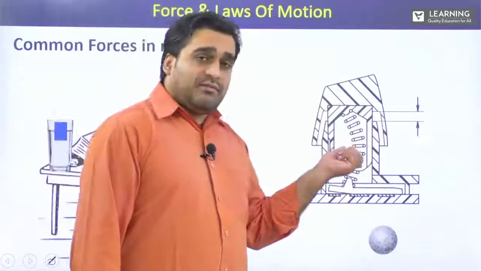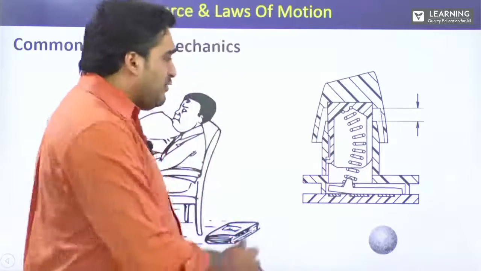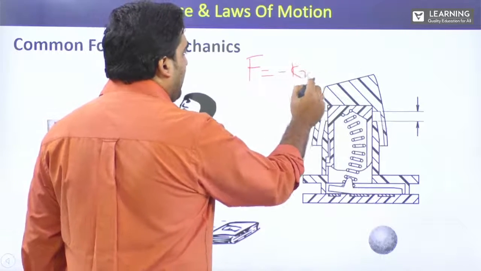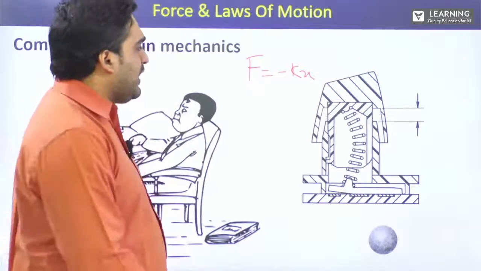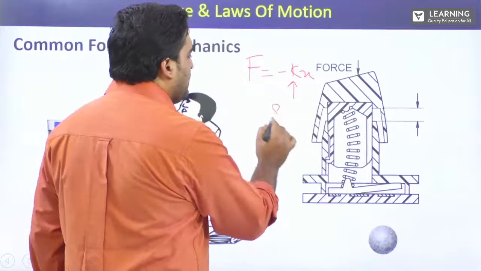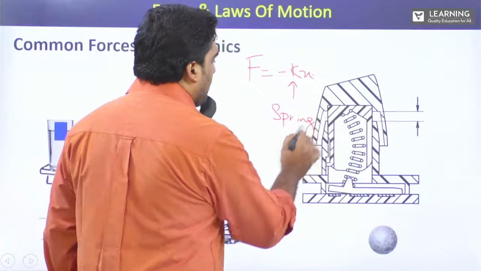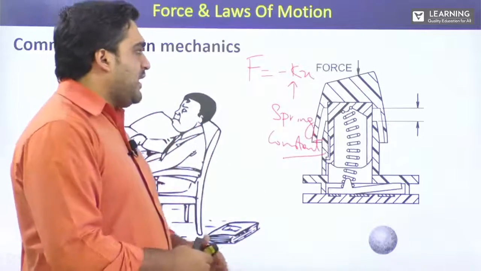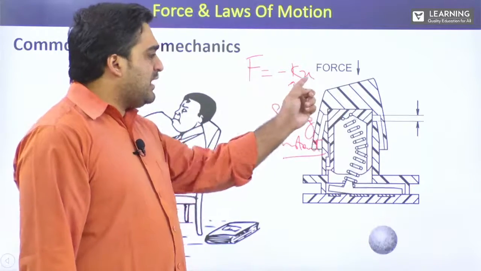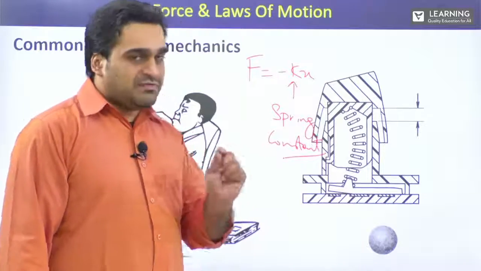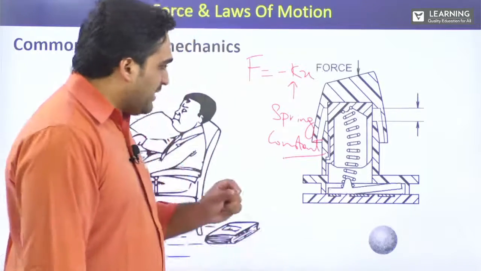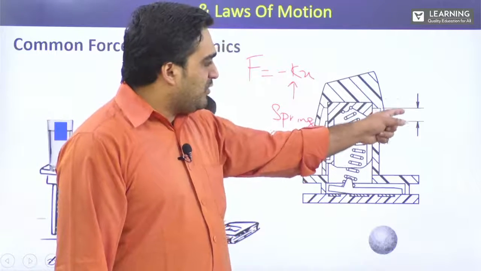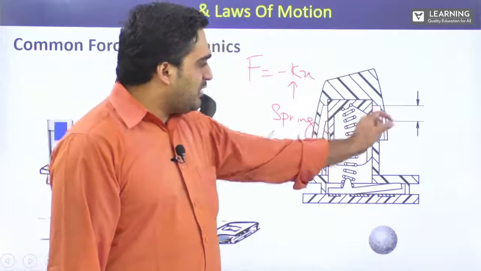So this is also an example of a contact force, where the force in this particular case can be defined as negative K times X, where K is called the spring constant. X is the displacement of that spring, how much it has been compressed or how much it has been stretched. So you can identify the amount that it has been compressed. So X.